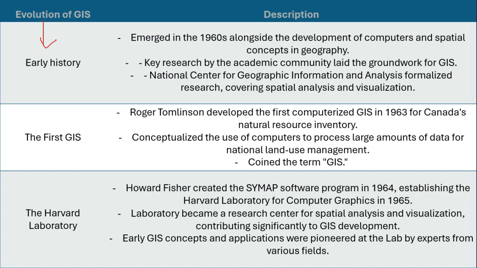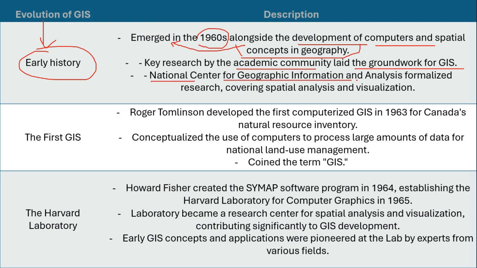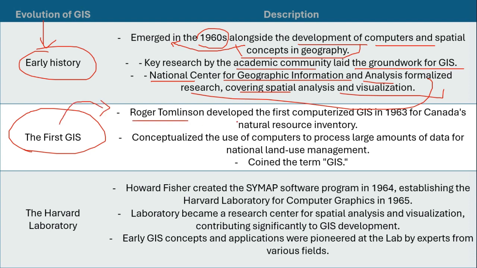So in the evolution of GIS, what was the early history of GIS? In the early 1960s, there was a development in computers and spatial concepts in geography. From there, GIS started to emerge. After that, many academic communities laid the groundwork for GIS, like the National Center for Geographic Information and Analysis, which formalized research covering spatial analysis and visualization. And when the first GIS came, Roger Tomlinson developed the first computerized GIS in 1963, for Canada's natural resource inventory.